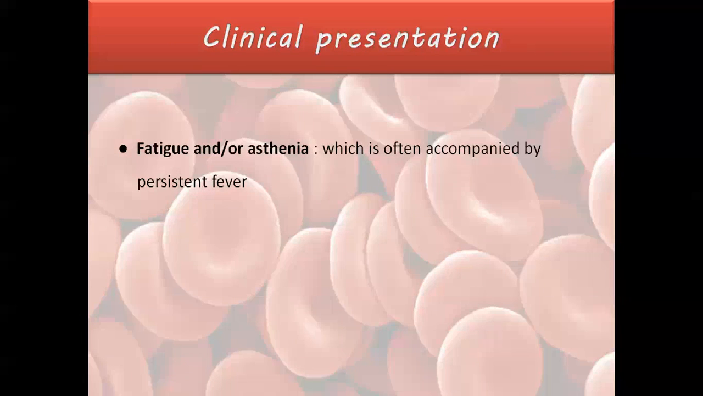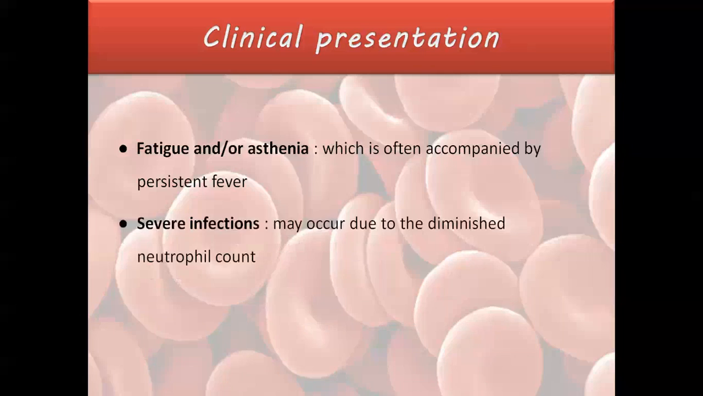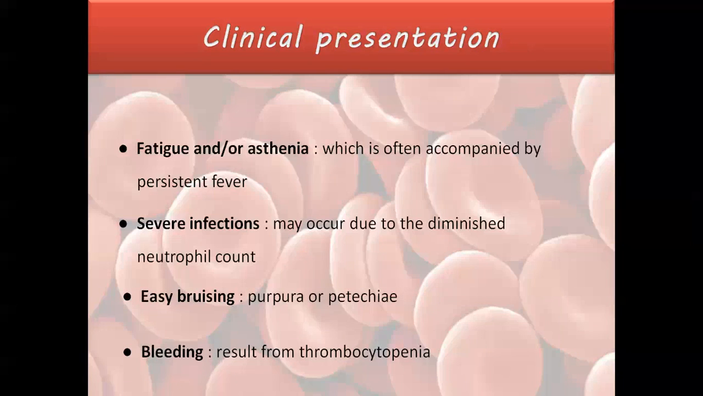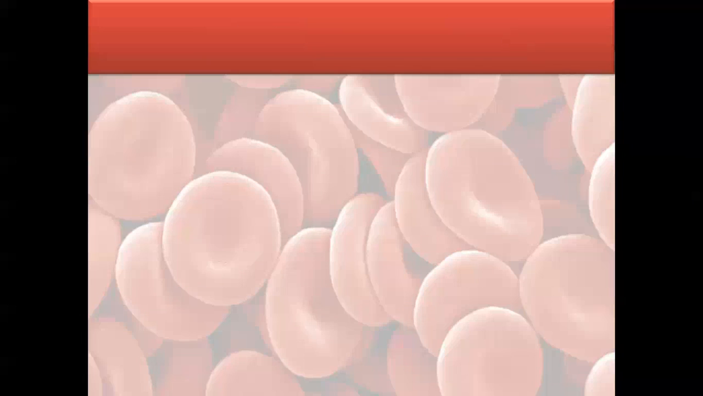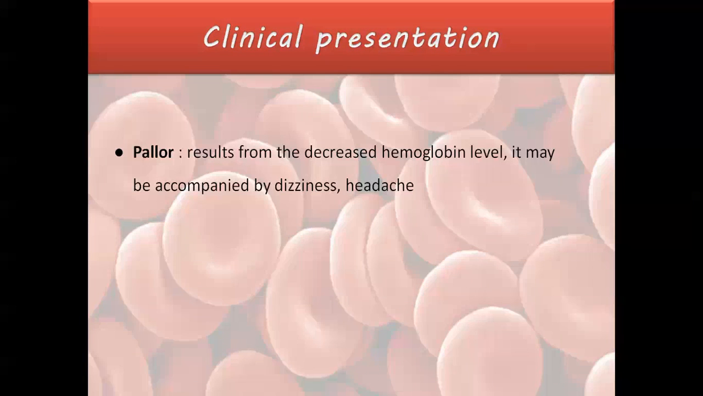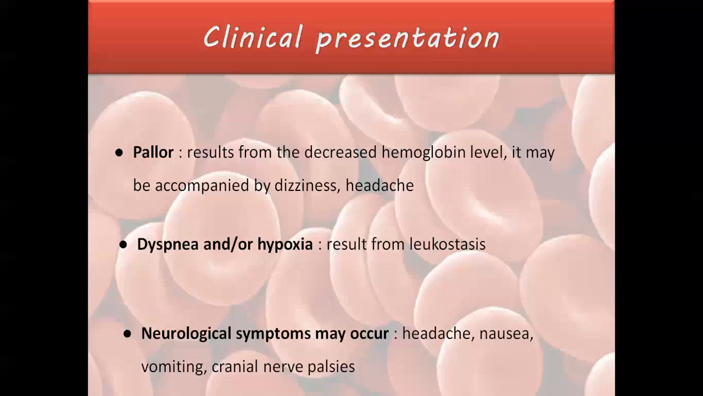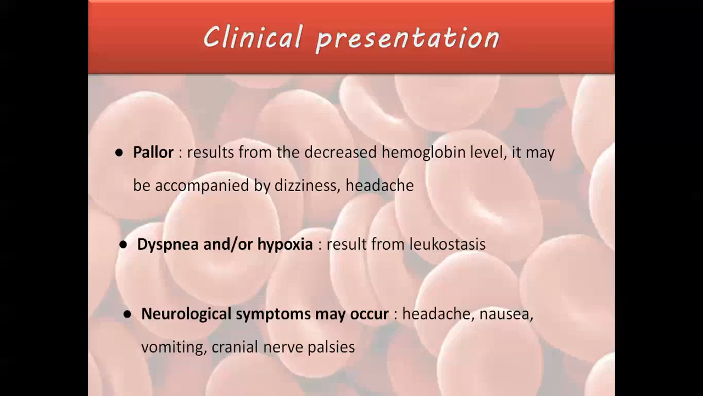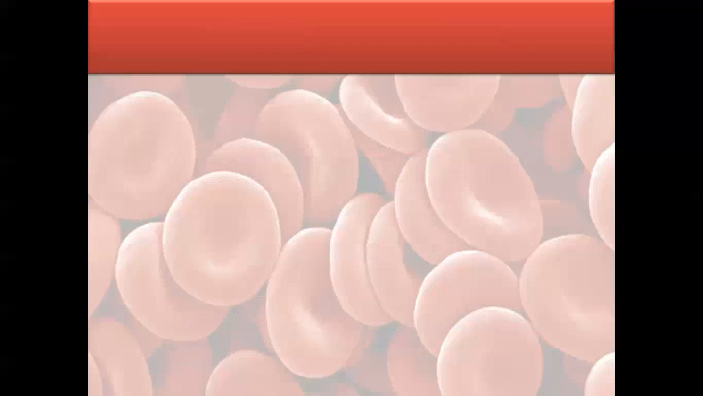Clinical presentation: usually fatigue or asthenia, which is often accompanied by persistent fever. Severe infections might occur due to diminished neutrophil count, along with easy bruising, purpura or petechiae, and bleeding resulting from thrombocytopenia. There is also pallor due to anemia or decreased hemoglobin level, and it may be accompanied by dizziness and headache. Also, there is dyspnea or hypoxia resulting from leukostasis, and lastly, neurological symptoms may occur, which include headache, nausea, vomiting, and cranial nerve palsies.